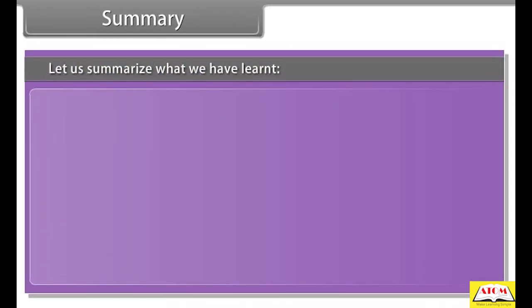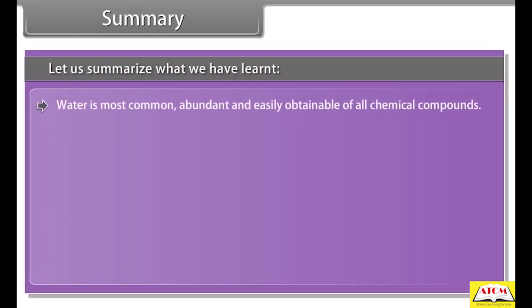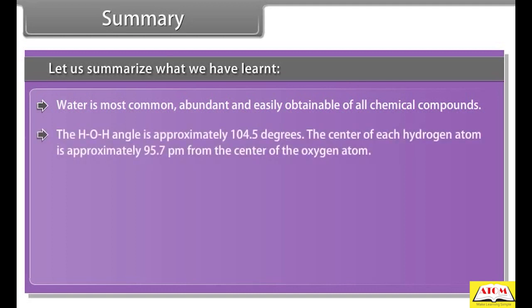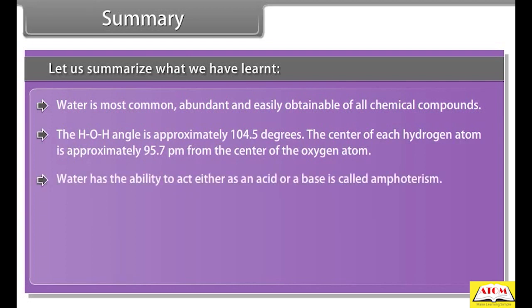Summary. Let us summarize what we have learned. Water is the most common, abundant, and easily obtainable of all chemical compounds. The HOH angle is approximately 104.5 degrees. The center of each hydrogen atom is approximately 95.7 picometers from the center of the oxygen atom. Water has the ability to act either as an acid or a base, which is called amphoterism.